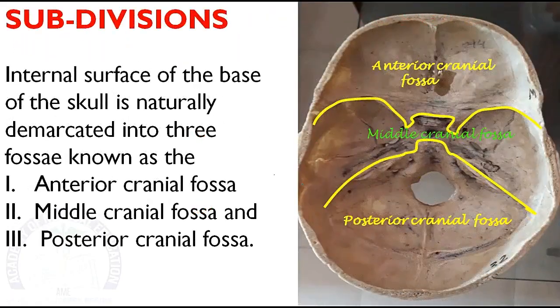Now the subdivisions of the interior of the skull, that is the internal surface of the base of the skull, is naturally demarcated into three fossae: the anterior cranial fossa, middle cranial fossa and posterior cranial fossa. So two demarcating lines are present. One is the anterior demarcating line and the second is the posterior demarcating line. The area anterior to the anterior demarcating line is called the anterior cranial fossa. The part posterior to the anterior demarcating line and anterior to the posterior demarcating line is called the middle cranial fossa.